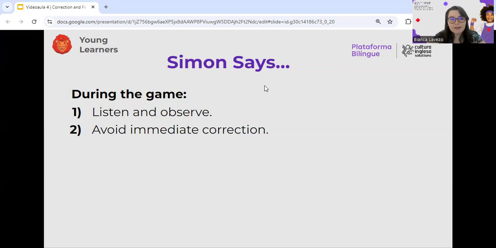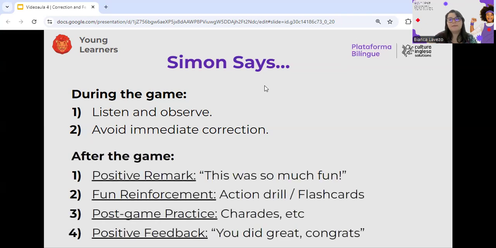During the game, again, listen, observe, avoid immediate correction unless it's a breakdown, as we mentioned before. If there's a communication breakdown, if the student can't really say the word, then obviously interfere, but avoid anything more than that. And then mentally take notes on what students are getting right, but also what they're getting wrong. So you can later on provide them with the same skeleton here. So first, positive remark, right? Oh, this was so much fun. That was great, guys. You had to do 5 actions, something like this.